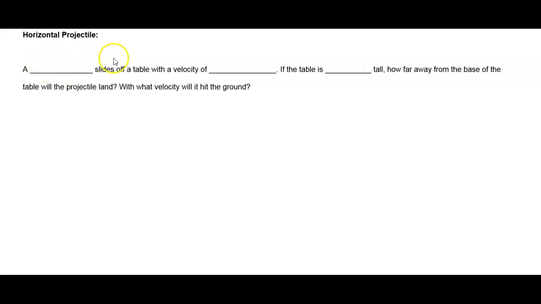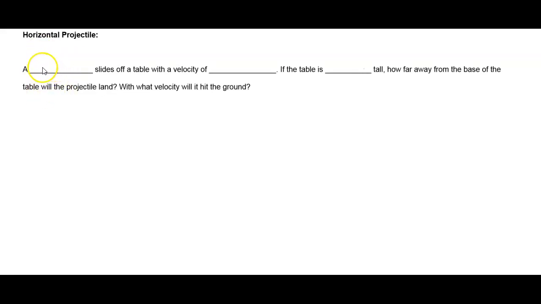First, you'll notice that I left a lot of blanks here. We're going to go through this example and make up some data to use. But I want to be clear that this process could be useful for anything that's sliding off a table, driving, a car driving off a cliff, or a ball thrown horizontally. Any object in the air with an initial horizontal velocity can be solved using this method.